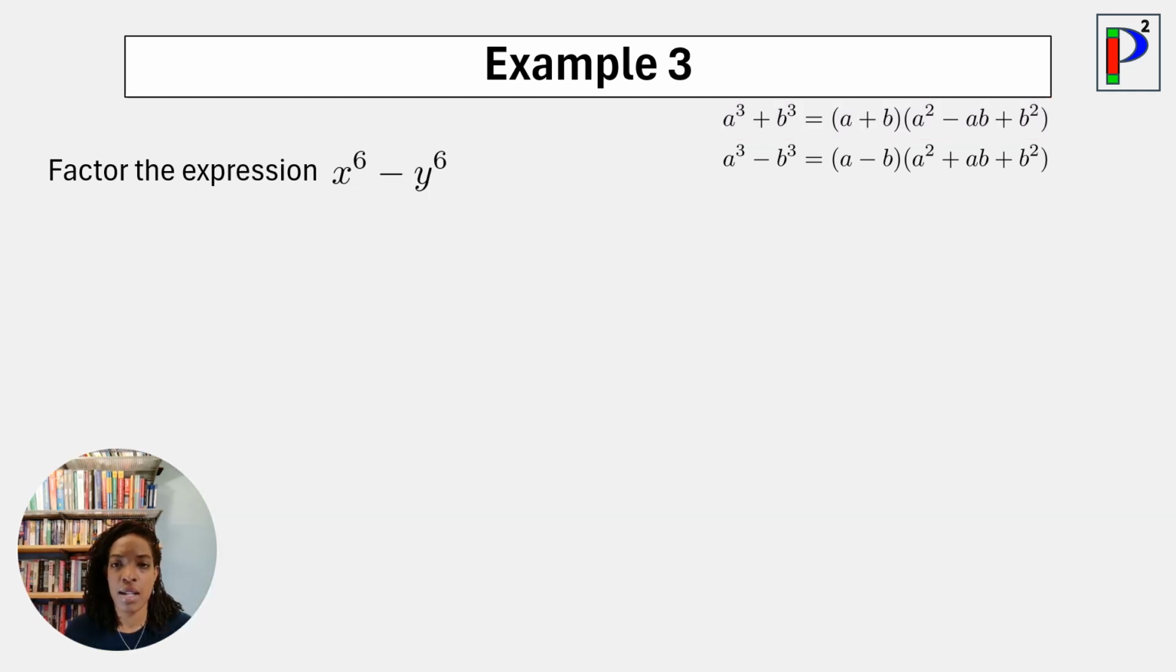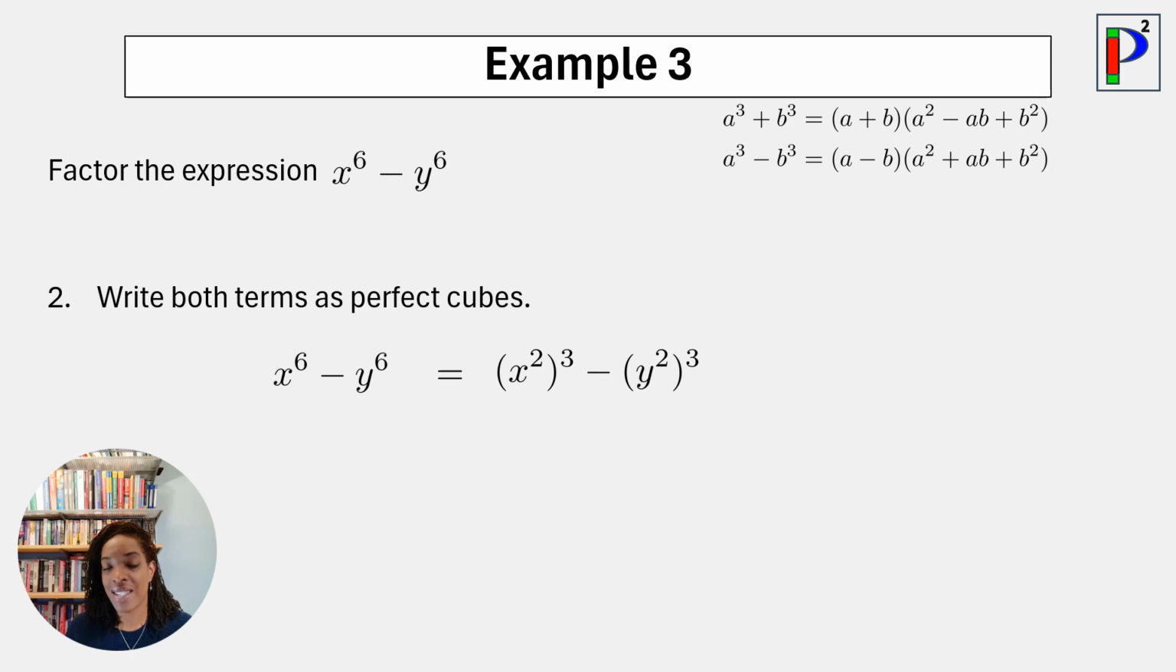Factor x to the 6 minus y to the 6. I don't see a GCF, so I'll check my requirements. This is a binomial, it is a difference, and I think it can be written as two cubes. Yep, x squared cubed and y squared cubed. Okay, the hard part is over. Let's just rewrite everything. So x to the 6 is rewritten as x squared cubed minus y squared cubed.